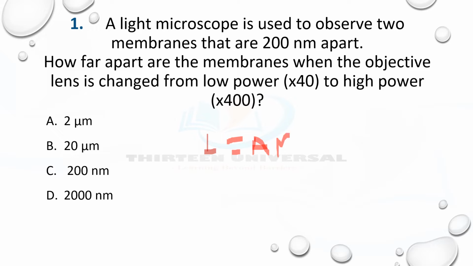So when you increase magnification, which is the independent variable, the image size increases. This is dependent, but the actual size remains constant. So if they are 200 nanometer apart, it remains 200 nanometer apart. It will never change, no matter how you increase magnification. So the answer is C, 200 nanometer. All right, so let's go to the next question.